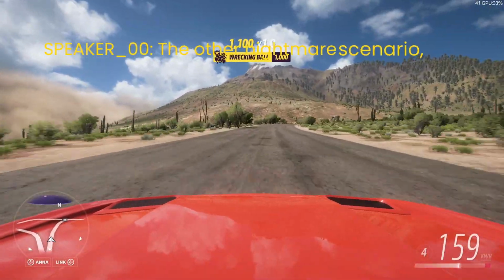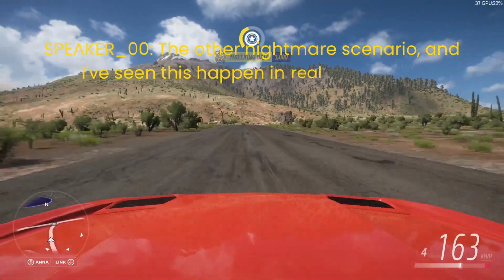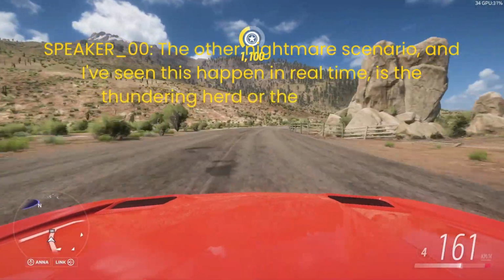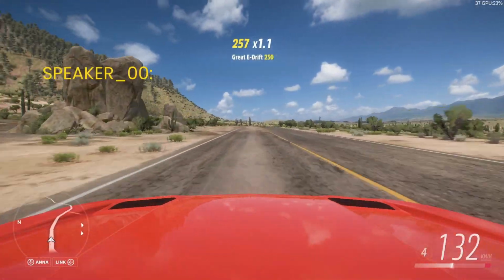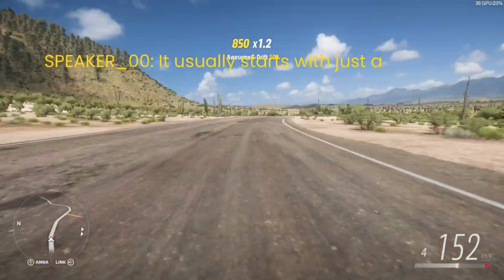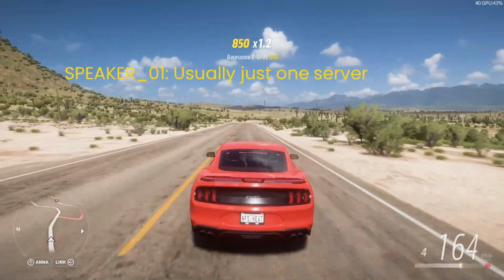The other nightmare scenario, and I've seen this happen in real time, is the thundering herd, or the retry storm. This is the one that keeps site reliability engineers up at night. So walk us through the mechanics. It usually starts with just a tiny blip, doesn't it? Usually just one server stalling.